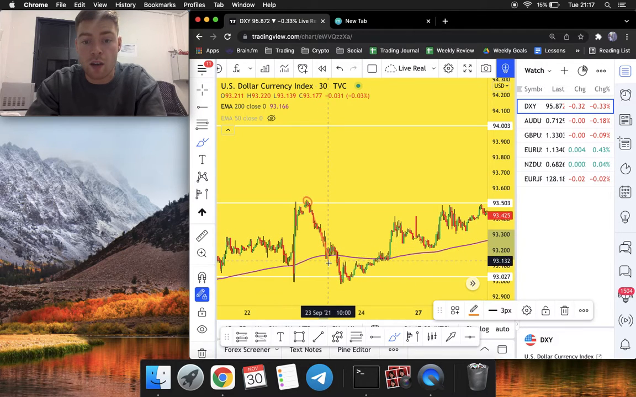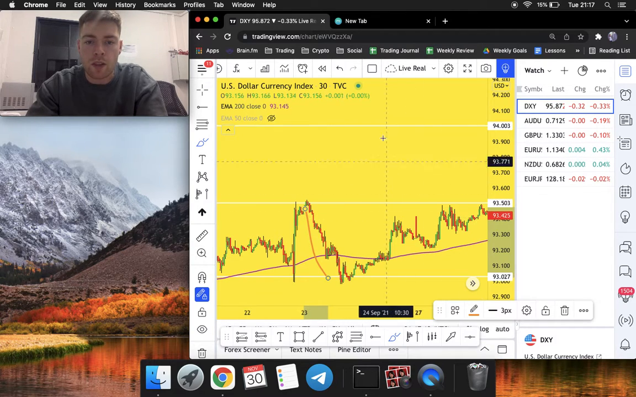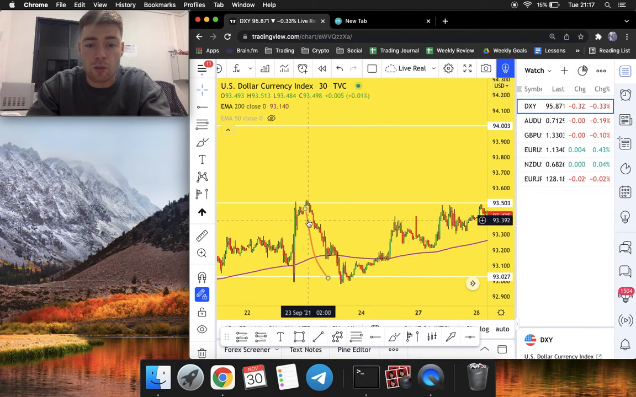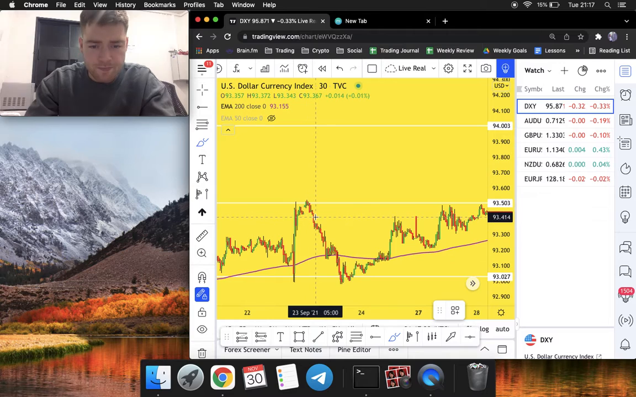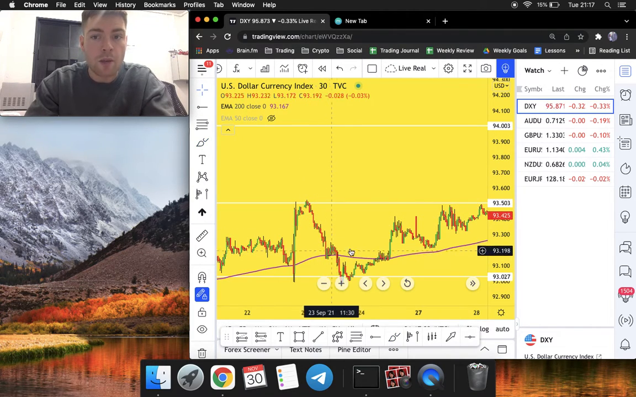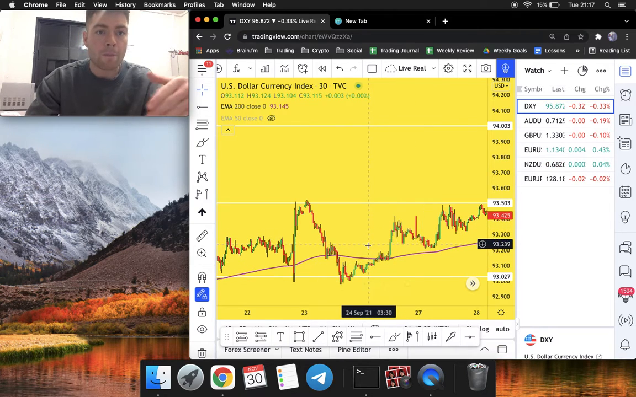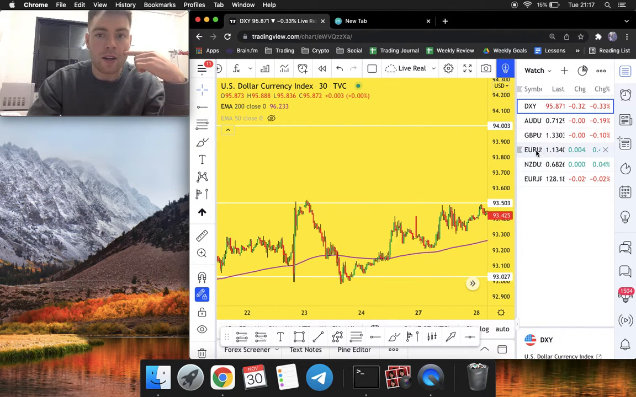Price is pushing down, so then we're going long on these pairs: Aussie dollar, pound dollar, Euro dollar, Kiwi dollar. I'm just going to show you, just to prove what I'm talking about. You can see that price on the 23rd of September, at the London session, which is 8 a.m., was pushing down. So we're going to be looking for price to be pushing up on the other pairs, which is Euro dollar, pound dollar, Kiwi dollar, those types of pairs.